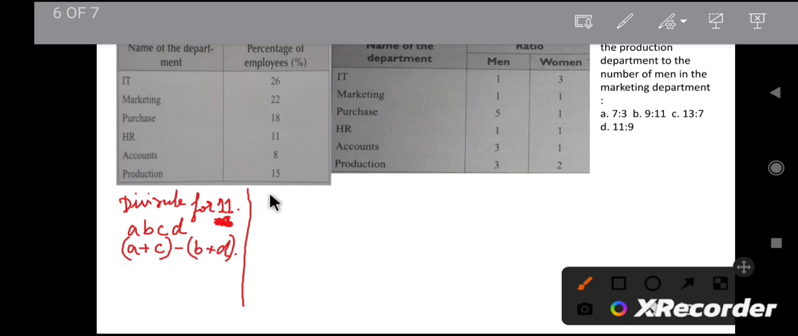Now let me take one number like 2143. For this, first we need to add 2 plus 4, and we need to add 1 plus 3. We will get 6, and for this we will get 4. Now we have to subtract these two, that is, 6 minus 4 is 2, and we have to see whether this is divisible by 11. Here 2 is the difference, which is not divisible by 11. Therefore 2143 is not divisible by 11. That is what we got. Then let me take one more example where it is divisible by 11.